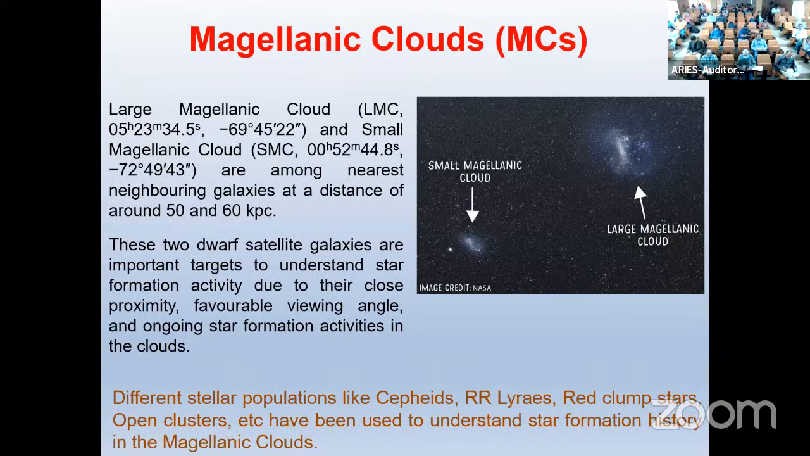So yes, the Magellanic Clouds, as you see, are very close-by dwarf galaxies. We often call them clouds. They are also satellite galaxies of the Milky Way, and they are very close by. Normally we cannot see them from here; we have to go to the southern hemisphere, because the declination is minus 69 and minus 72 for them. So these are visible from the southern hemisphere with the naked eye. We try to understand the star formation history of these galaxies.